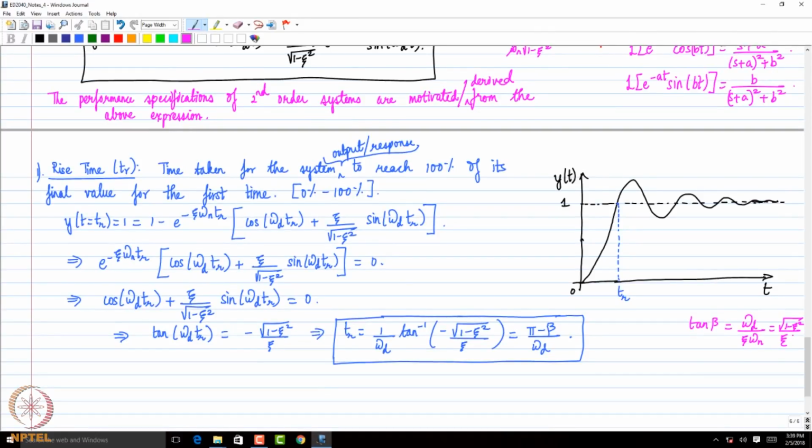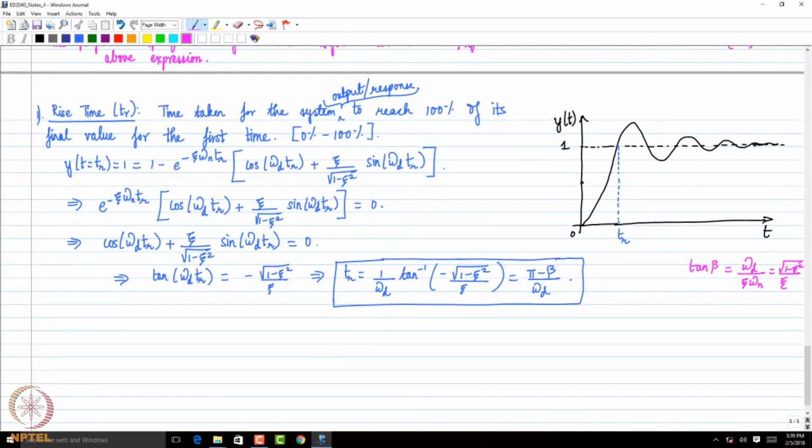So even if you graphically plot the poles of the underdamped second order system and compute beta, you can plug beta in. The only catch is that beta should be in radians. Don't plug in beta in degrees into this formula. Pi is in radians, beta should be in radians, and omega d should be in radians per second. Please remember that.